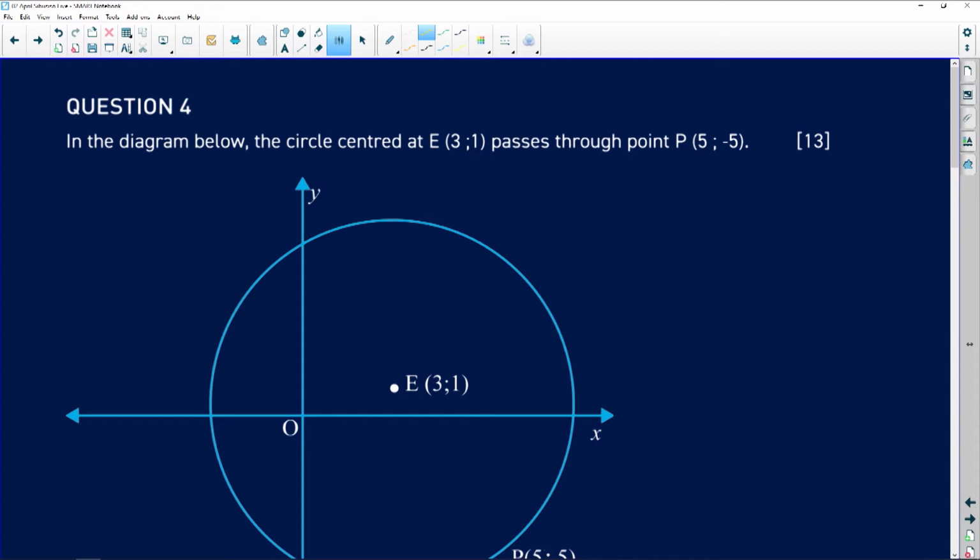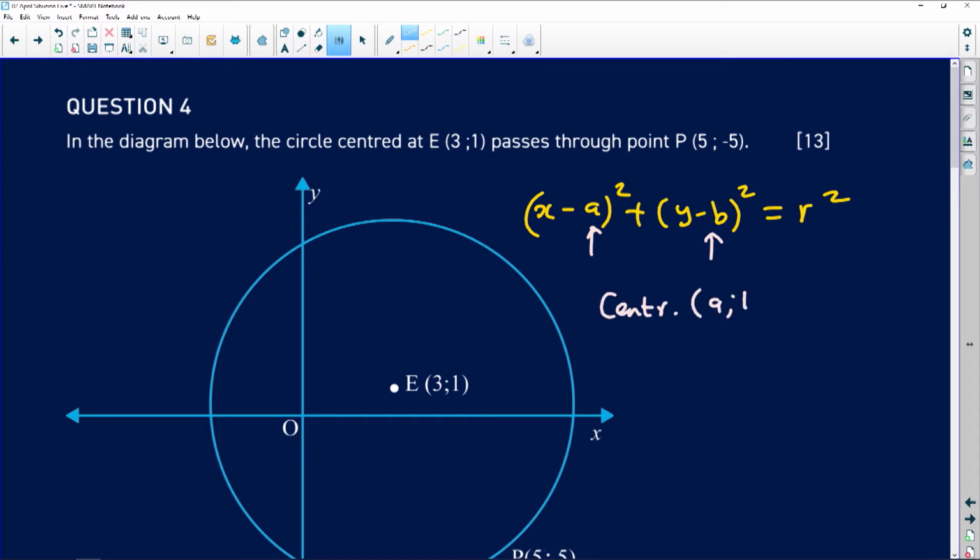The only thing that is new in grade 12 is how to find the equation of a circle. That circle might be centered at the origin or it might be centered anywhere on the Cartesian plane. So the formula for finding the equation of a circle is always (x - a)² + (y - b)² = r². Now the important thing you need to keep in mind is that a and b are the coordinates of the center, and this r is the length of the radius of the circle.